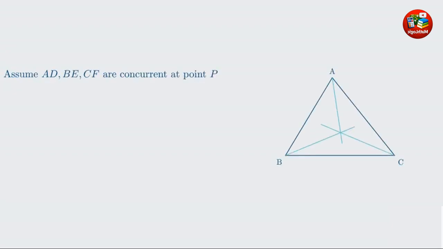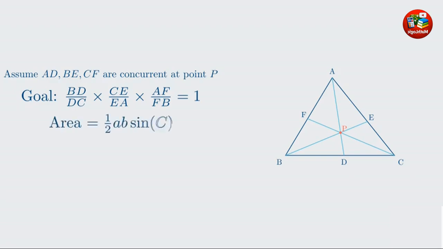To begin our proof, let's establish our setup. We assume that the lines AD, BE, and CF are concurrent, meeting at an interior point P. Our goal is to show that the product of the side ratios BD over DC, CE over EA, and AF over FB equals 1. To do this, we will use the property of triangle areas. Recall that the area of a triangle can be calculated as 1/2 times the product of two sides and the sine of the included angle. We will compare the areas of smaller triangles sharing the same angles or bases within our main figure.